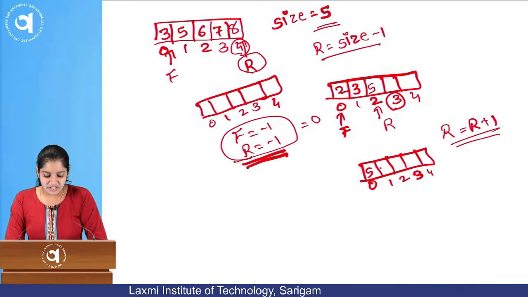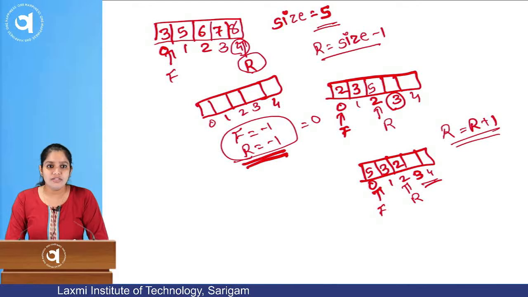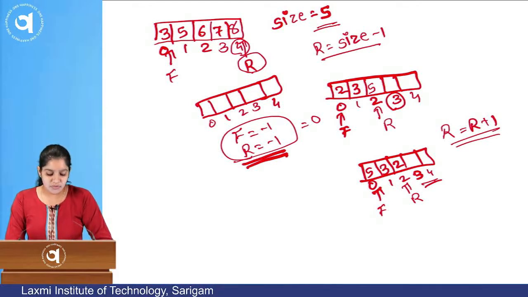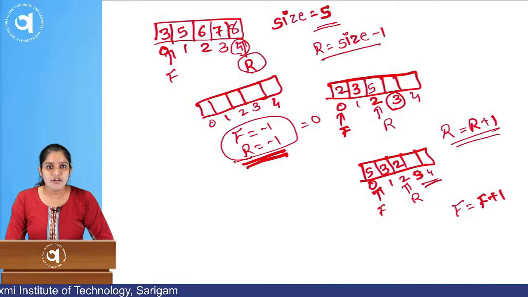Suppose I have 3 elements. My front is pointing over here and my rear is pointing over here, and these 2 positions are vacant. Usually for deletion what we do is front is equal to front plus 1. That means this data is deleted and my front is pointing over here. So still we have 2 elements.